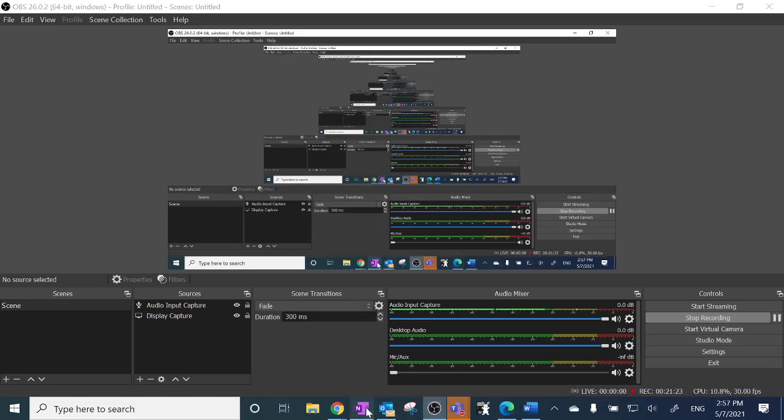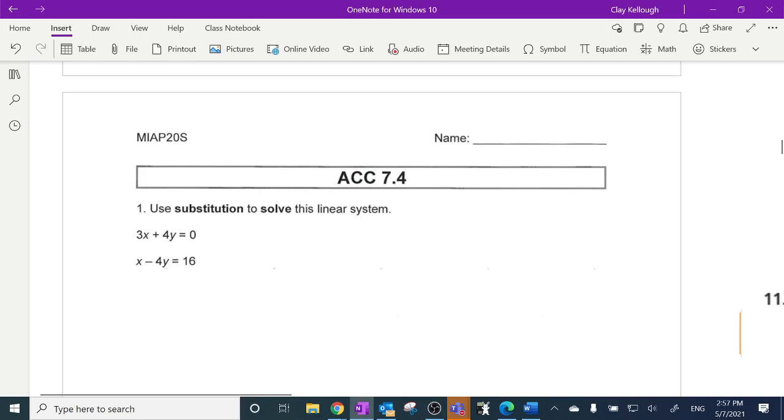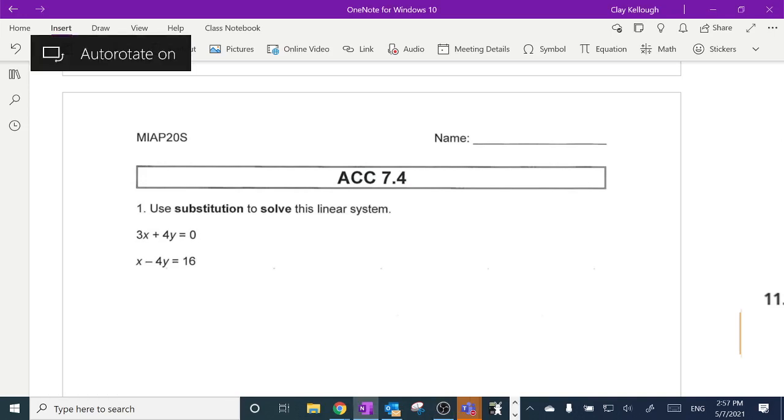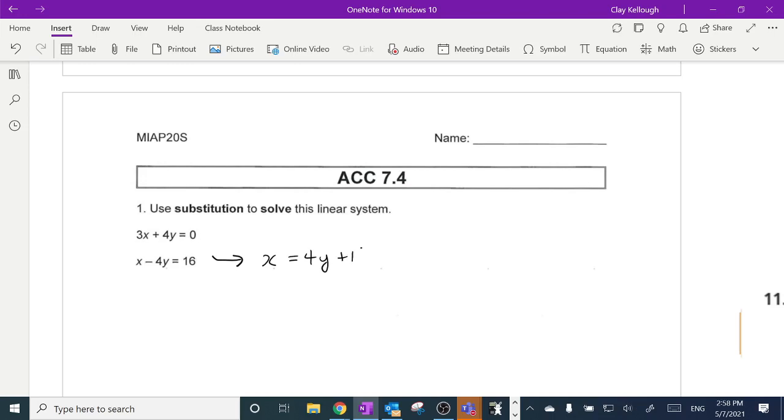Okay, we're rolling again. So let's go over these. So 7.4, we have to use substitution. To me, the logical way to approach this one is, since this x is already without a coefficient, I mean it's got a 1 in front of it, I can just quickly move the 4y to the other side by addition, and then boom, I'm ready to plug that in.